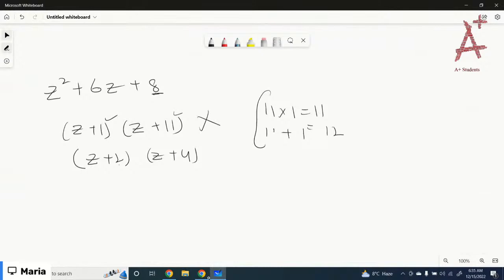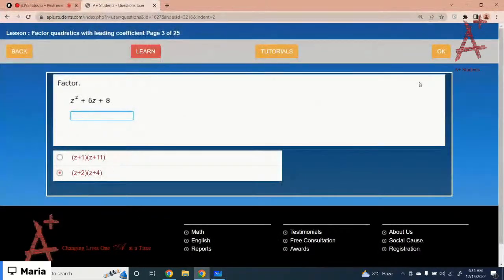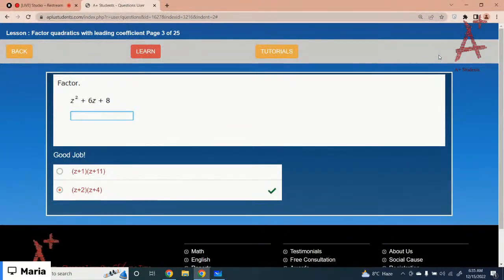Got it? Just look at these two numbers. 4 plus 2. When you add them, it makes 6. Here you have 6. When you multiply them, 2 times 4, it makes 8. Here you have 8. That means this is the correct option. Got it? The second one, z plus 2, z plus 4, is the correct option. Just select the correct option, then click on the OK button. Got it?